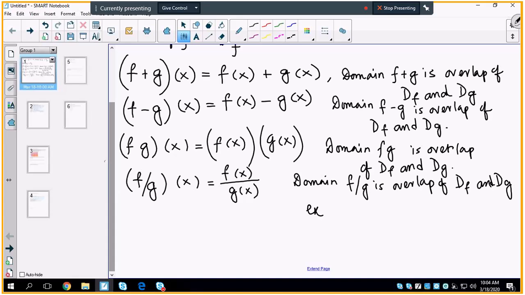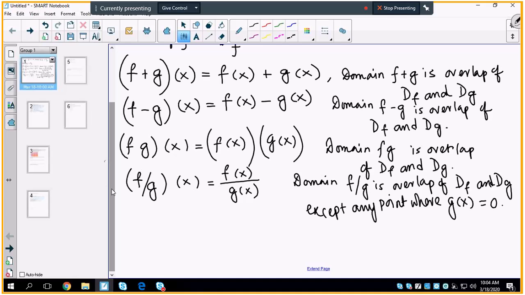except any point where the bottom function, in our case g, is equal to 0. Why? Because again, remember, as we have seen with rational functions, if the denominator is equal to 0, the function becomes undefined. So we want to make sure we are not going to take any real numbers for which the function on the bottom, which is g(x) in our case, is equal to 0. In order to make sure that g(x) is not equal to 0, we first set g(x) equal to 0 and then discard all those points.